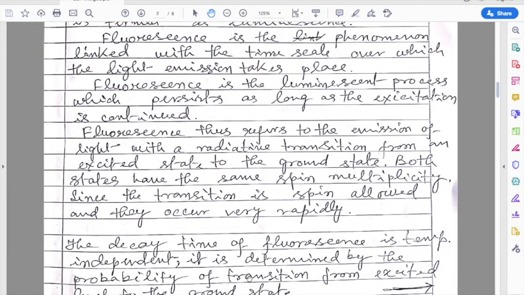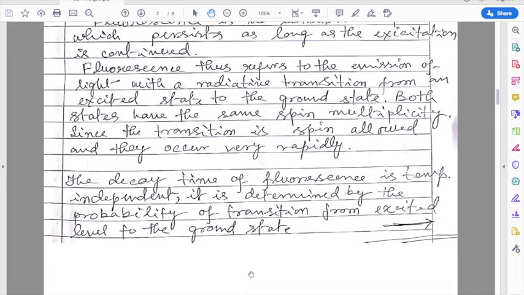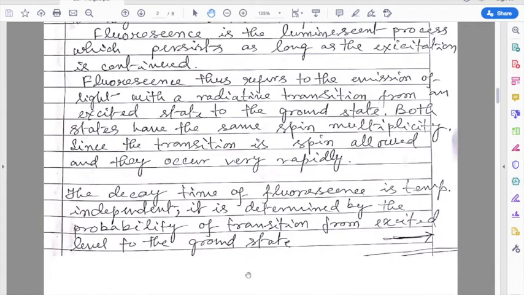Thus we see that fluorescence is related to the transition from the excited state to the ground state. The decay time of fluorescence is temperature independent. It is determined by the probability of transition from the excited level to the ground state. That means fluorescence is independent of temperature and is determined by the probability of transition from the excited level to the ground state.